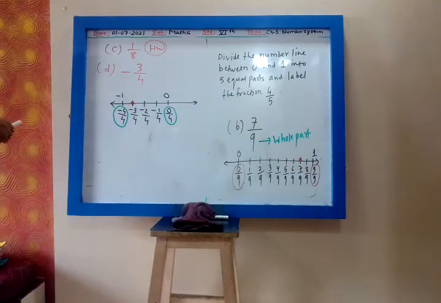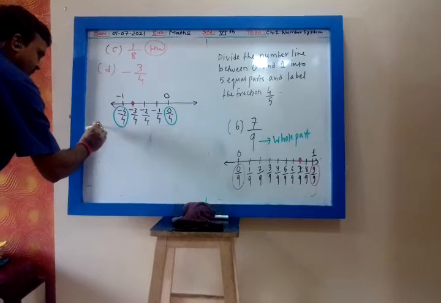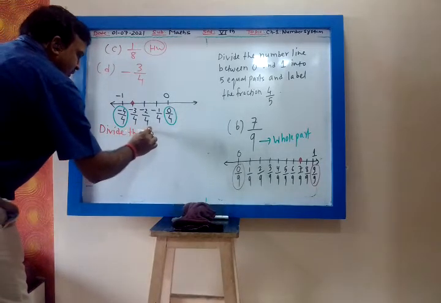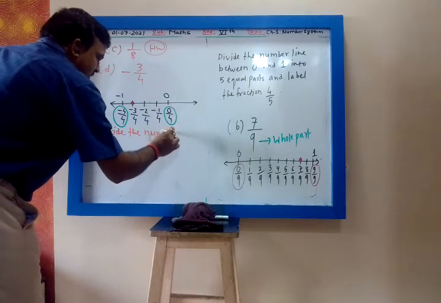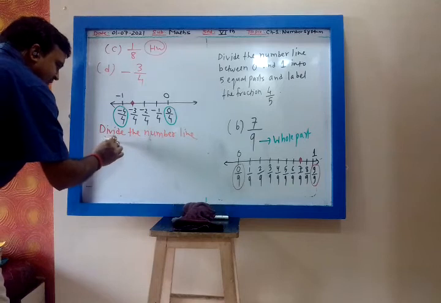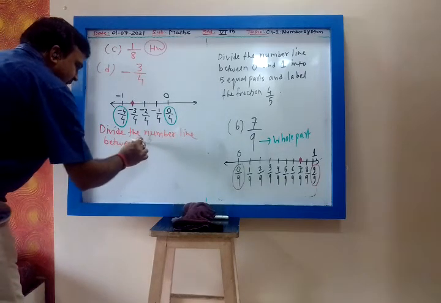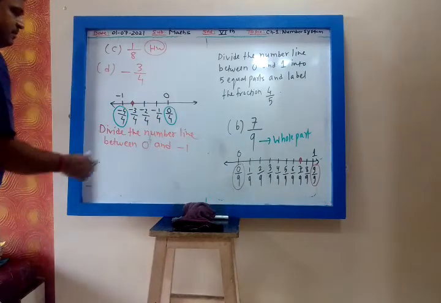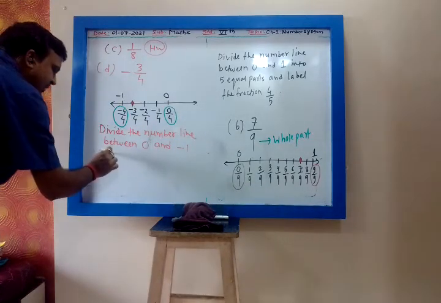So we write: divide the number line between 0 and minus 1. It will not be plus 1, it is 0 and minus 1, into 4 equal parts.